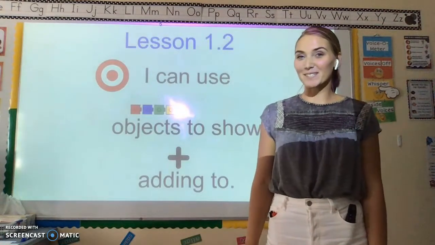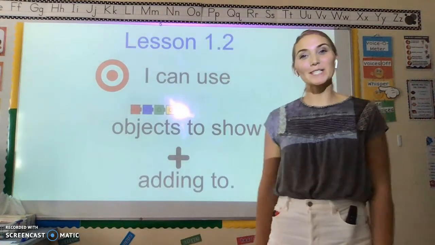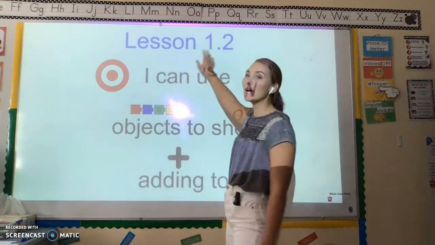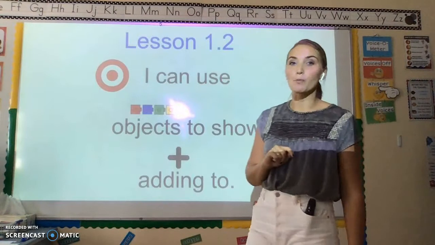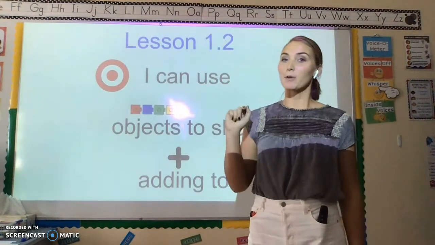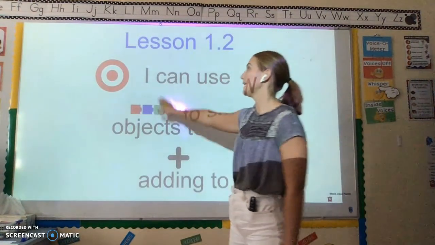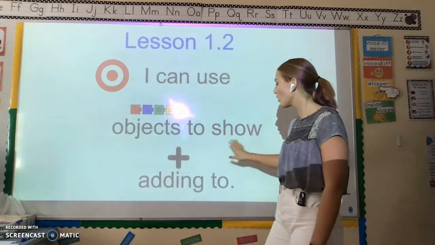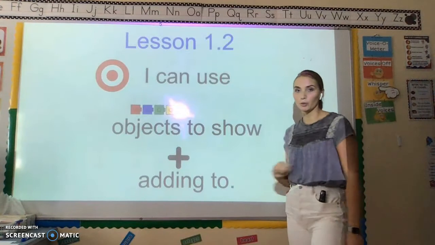Hello, first grade mathematicians, and welcome back to your math job for today. We will be doing lesson 1.2 in your GoMath workbook. Our target skill for today is I can use objects to show adding to.